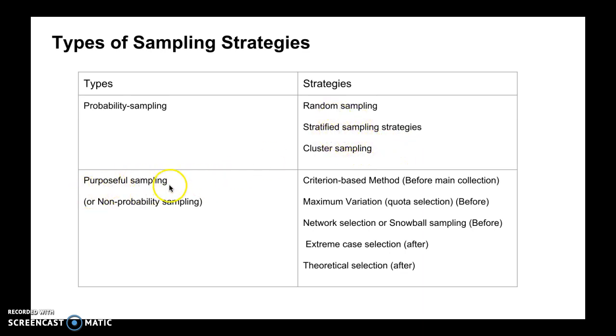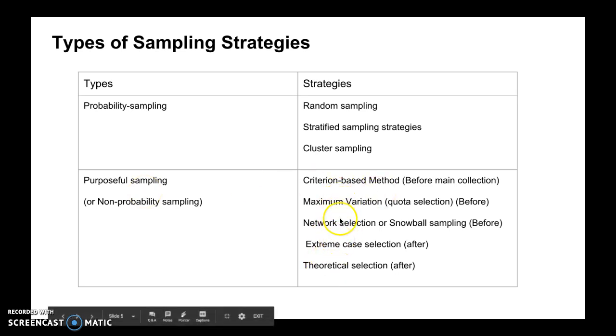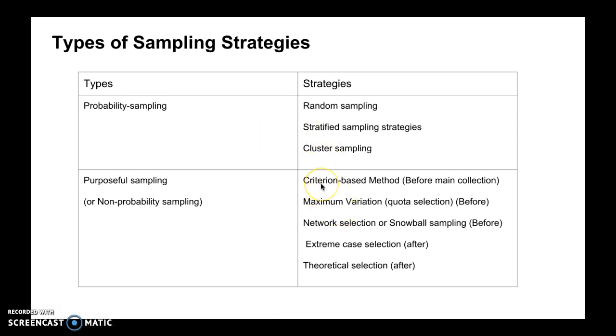And purposeful sampling is different from probability sampling. Purposeful sampling is based on your research interest. You're trying to look for people that match your research goal, people who can answer your research question. There are different types of purposeful sampling, and same as probability sampling, we will introduce them.